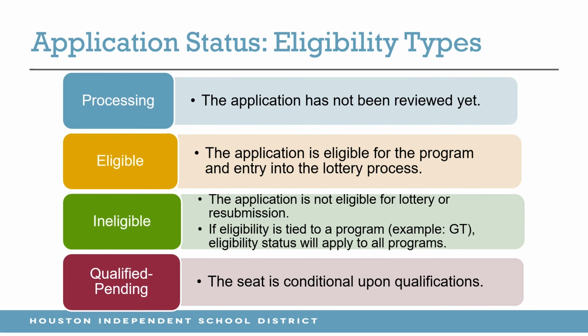Eligibility types that you may see during phase 1 or phase 2. Processing. The application has not been reviewed by the campus. Eligible. The application is eligible for the program and entry into the lottery process. Ineligible. The application is not eligible for lottery or resubmission. If eligibility is tied to a program, eligibility status will apply to all programs. And lastly, qualified pending. The seat is conditional upon meeting the qualifications of the program.